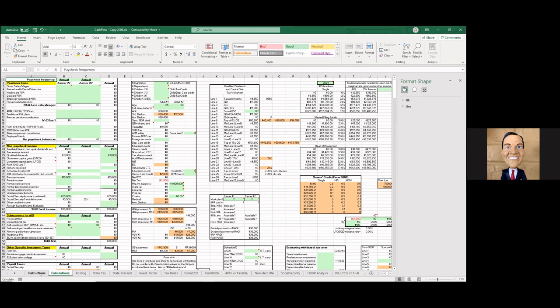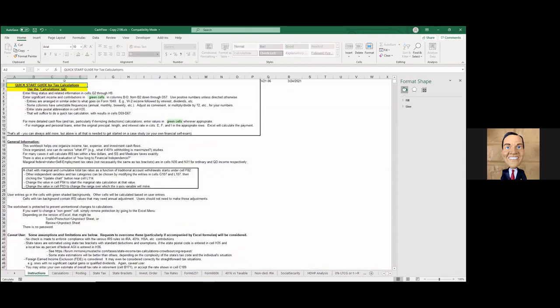There is an instructions tab that talks about a quick start, so that you would enter the filing status in these particular cells and then just go down row by row, and all the green background cells is where the input goes.